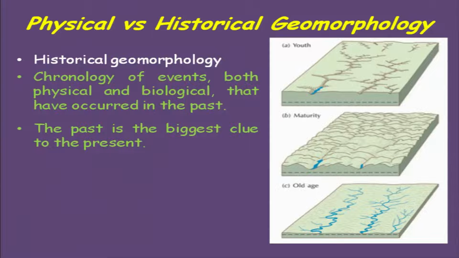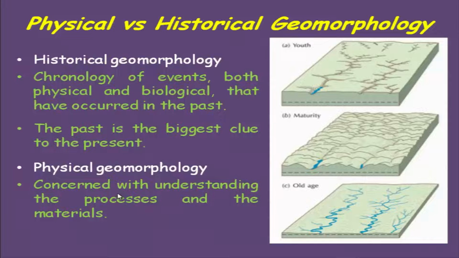The past is the biggest clue to the present. This is what we have been talking about since the beginning, that the present is the key to the past. So, the past also can give us a clue about the present condition and the future also. So, physical geography is part of historical geography, and what we see is that it is concerned with understanding the process and the materials.